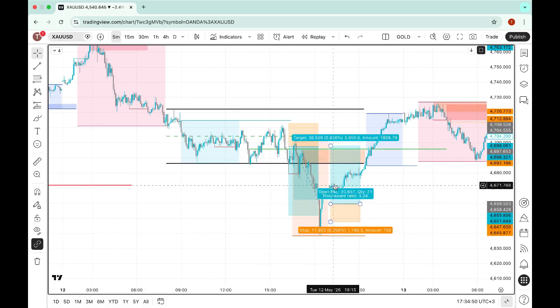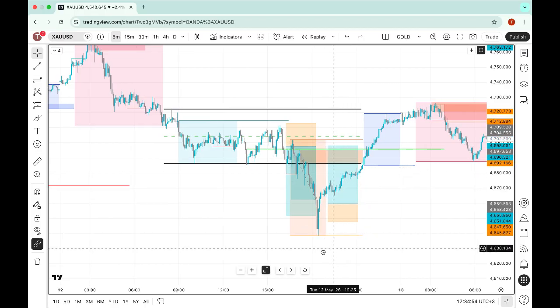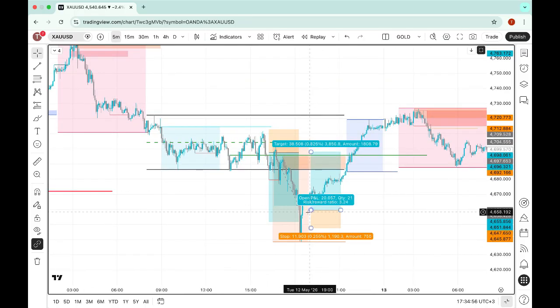Price changed character, going upwards, so it became bullish. So this is what I was thinking. I was expecting that when price swept this liquidity and created this fair value gap here, price would come back to that fair value gap, fill in that gap, and then go upward.